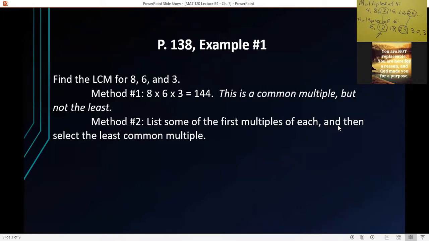It's not a big deal. But with regard to the specific mathematical question, what is the least common multiple? The answer here is not 144.